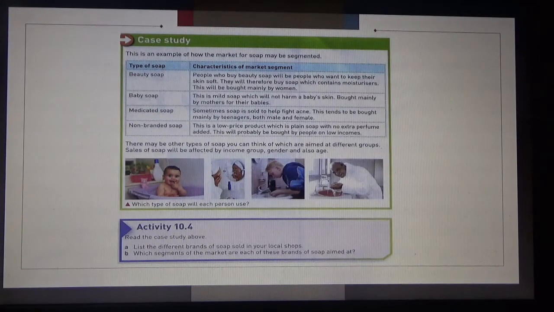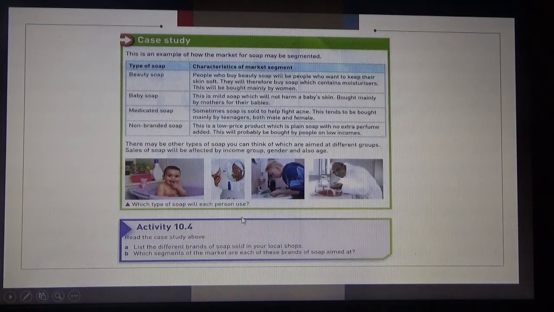Medicated soap, sometimes soap is sold to help fight acne. Mostly teenagers buy these types of soap. Non-branded soap is a low-price product which is plain soap with no extra perfume. This will probably be bought by people on low incomes. Now, which type of soap will each person use?